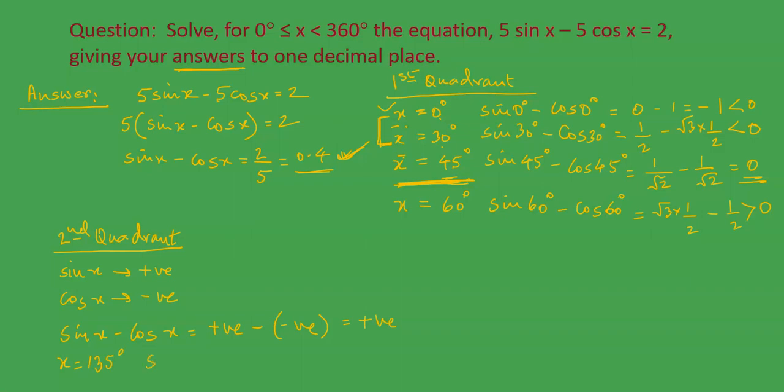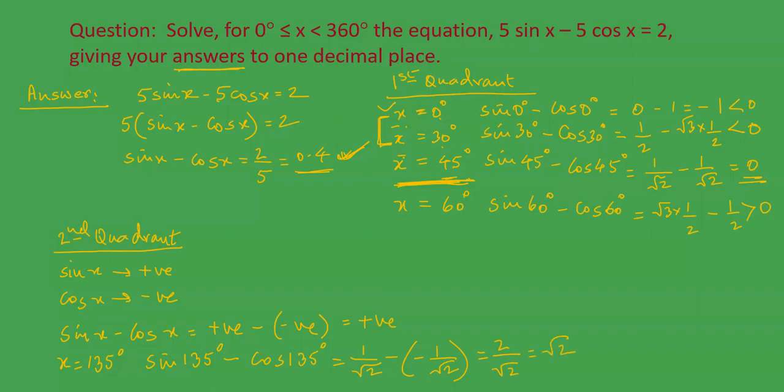So sin 135 degrees is equal to, obviously, sin of 180 minus 45 degrees, which will be equal to sin 45 degrees, minus cos 135 degrees. Again, this is 180 minus 45 degrees. So sin 135 degrees is equal to 1 over root 2, and this is minus and minus 1 over root 2, which is equal to 1 over root 2 plus 1 over root 2. That is 2 over root 2, which is equal to root 2.